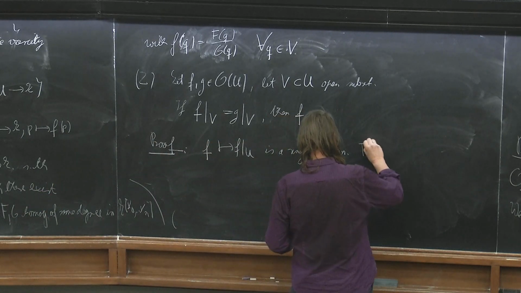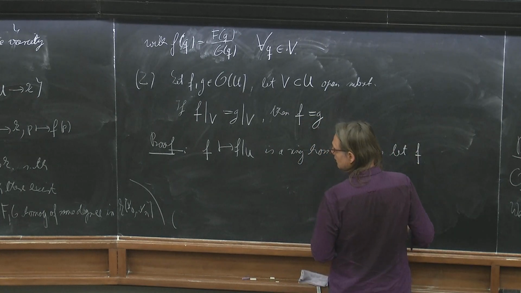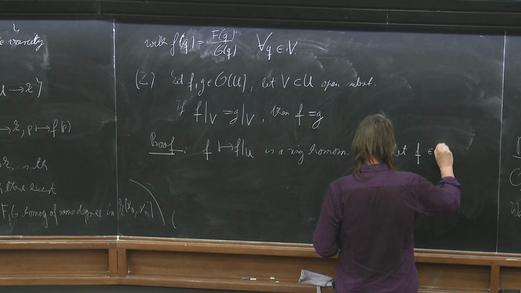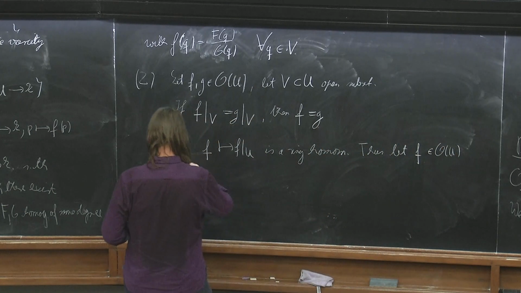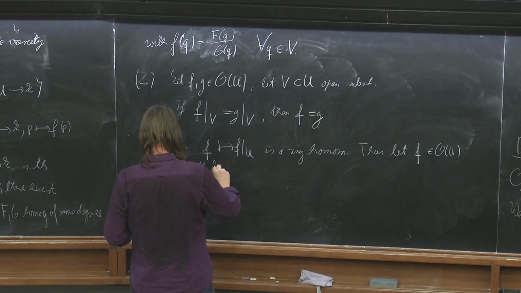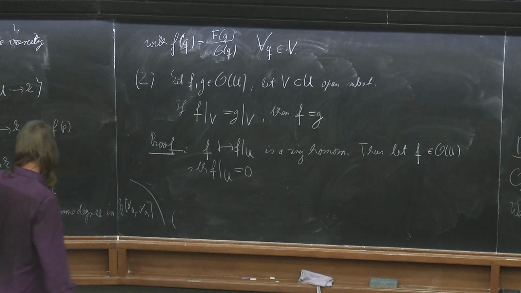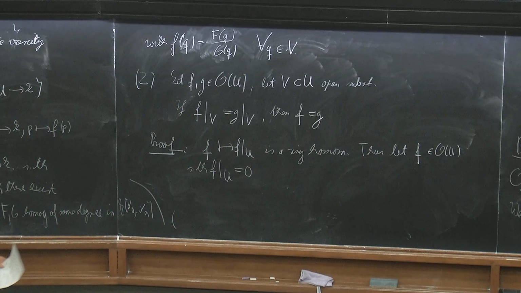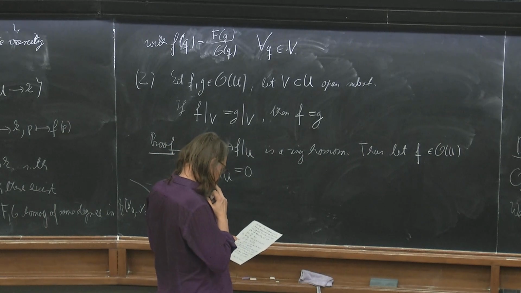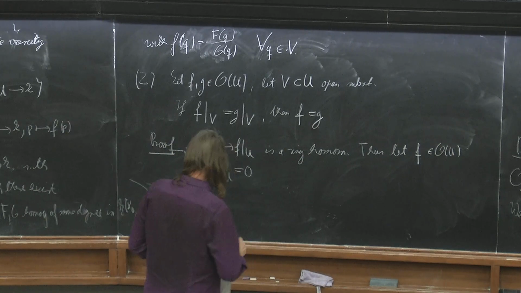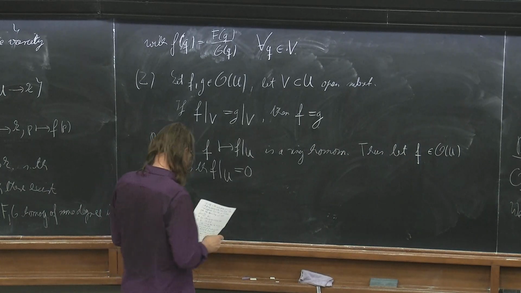So thus, let f be an element in O(U) such that f restricted to U is the 0 map. And we have to show that f is actually 0 as an element in K(X).